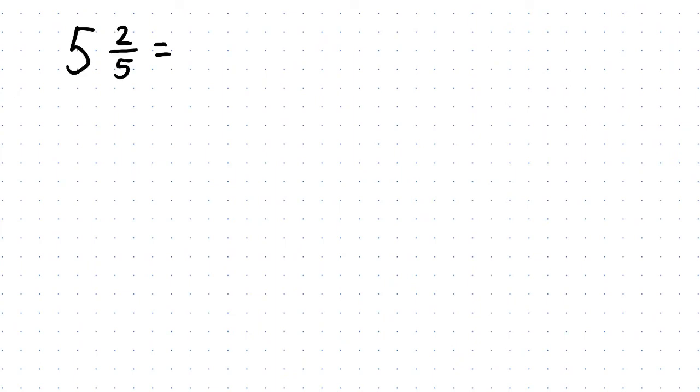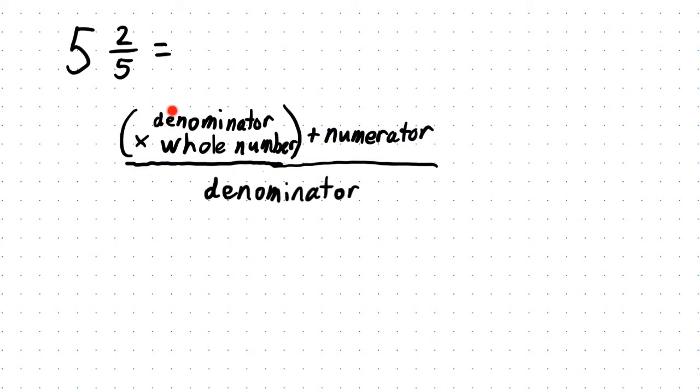There's a formula to figure out this improper fraction, and the formula is the denominator times the whole number plus the numerator, over the denominator. And stop for a second, you might be very confused, but it is not that complicated. So let's have a look. The denominator is going to stay on the bottom no matter what.